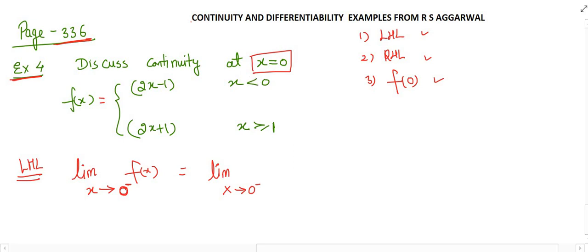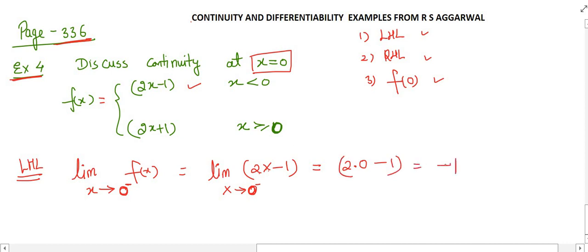Sorry, in the question this was 0. So f of x, I will pick up this one. So it is 2x minus 1. For finding limits, we can directly put this value and get the answer. So we will put x is equal to 0 minus 1. So answer is minus 1.